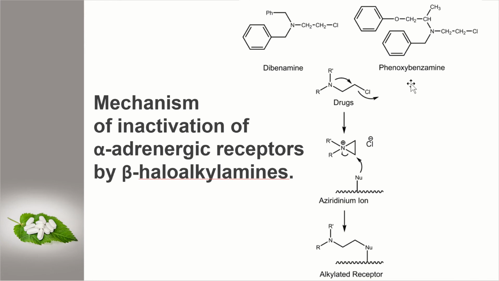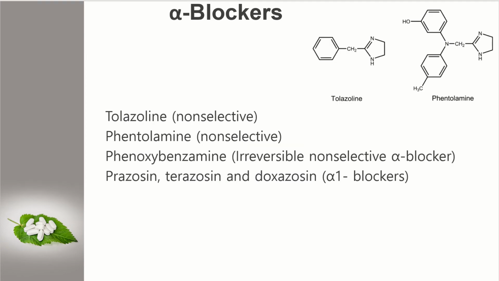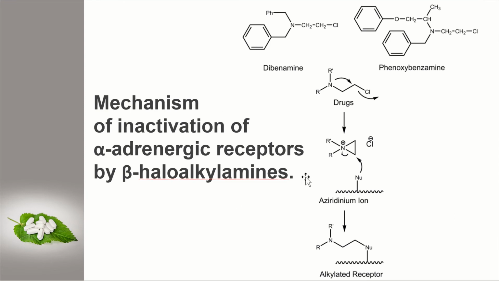So as I mentioned a while ago, phenoxybenzamine. So let's go back to it. Here we said that it's an irreversible non-selective alpha blocker. And so we're showing here the mechanism by which it inactivates the alpha adrenergic receptor. So let's look at the structure, right? And so we have a beta haloalkylamine, which means therefore that our amine is the base here.